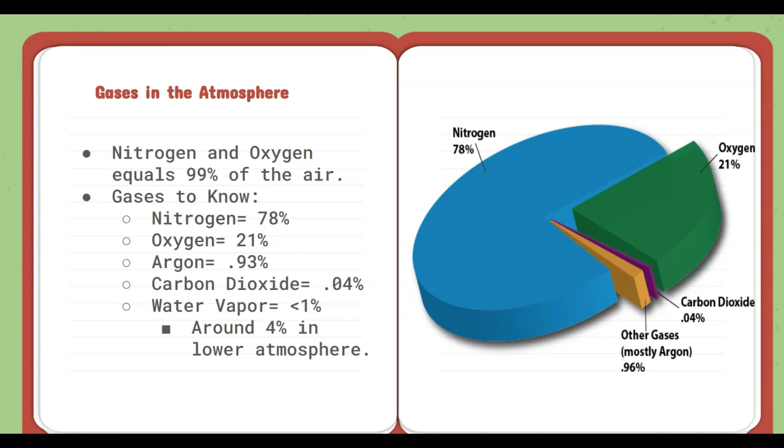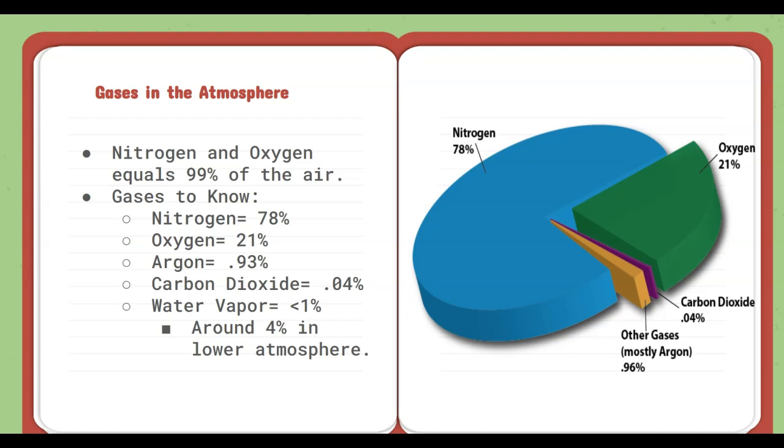Nitrogen makes up 78% of the Earth's atmosphere. Oxygen makes up 21%. Argon makes up 0.93%. And carbon dioxide makes up 0.04%. And water vapor is less than 1% overall.